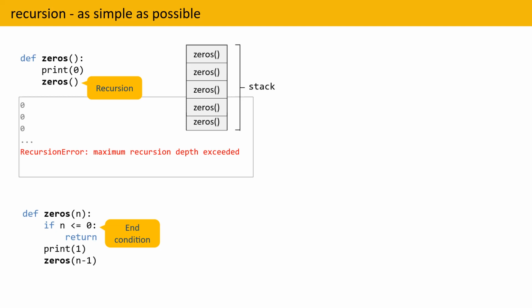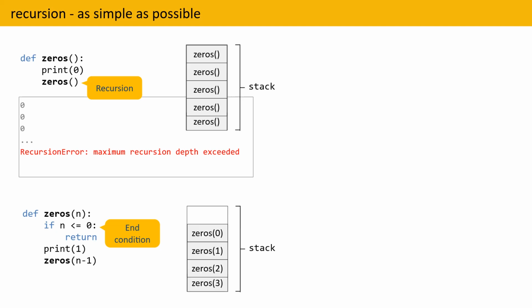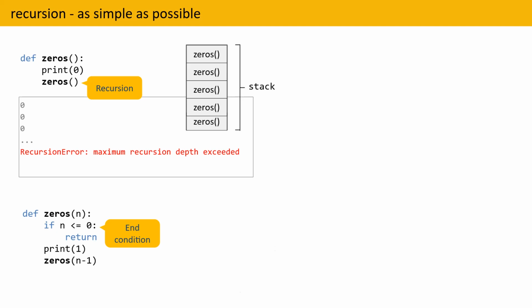This means the topmost zeros function on the stack is finished and will be removed, which means the second topmost zeros function is finished as well and will be removed, and so on until all zeros functions are completed and the stack is empty. In most cases, we want functions not to print something, but to return a value or a data structure. How does this work with recursive functions?